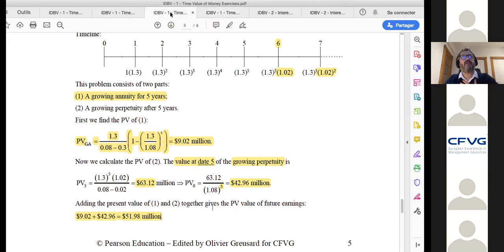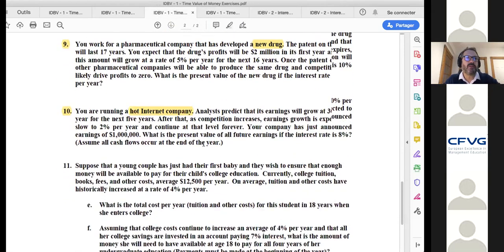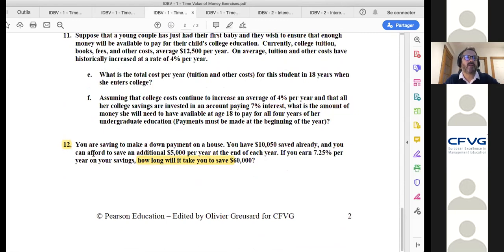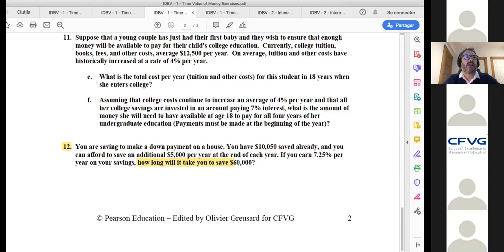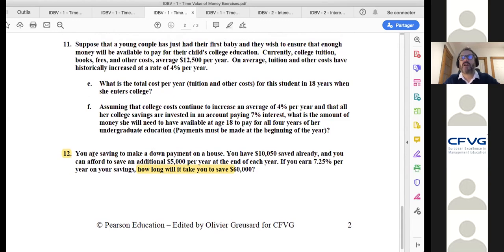Okay, so we have one last exercise to do before the break. This is the last one, exercise number 12. This one is about the number of years. Here you are saving to make a down payment on a house.